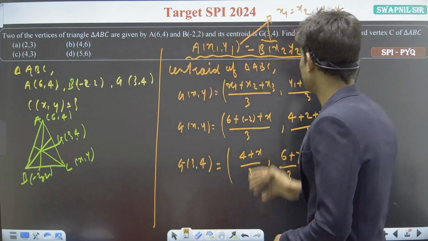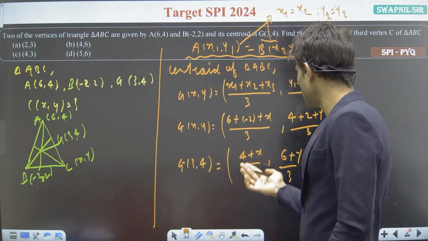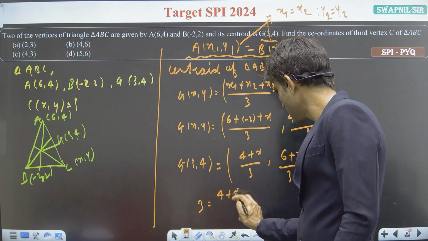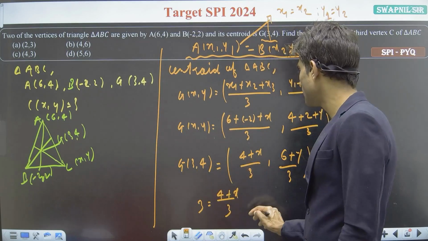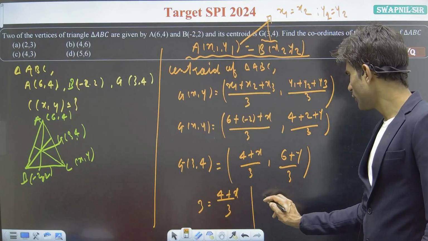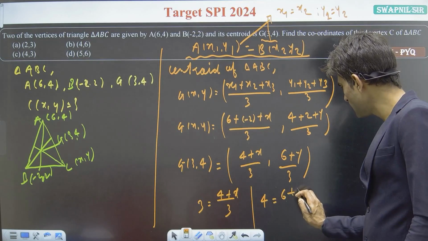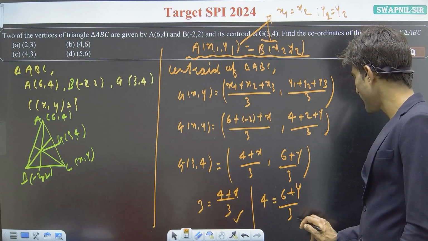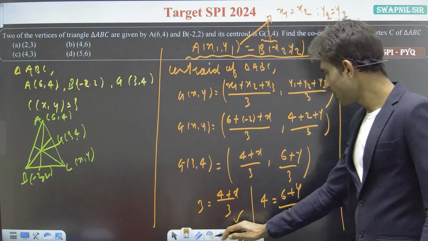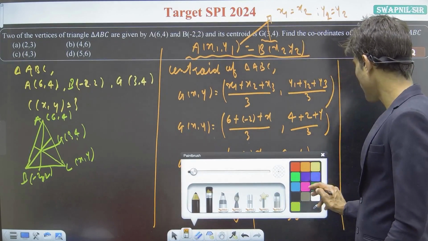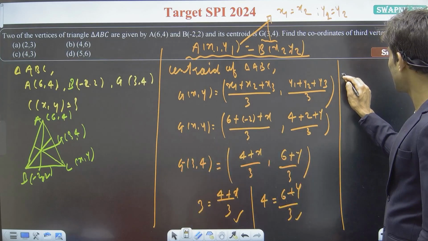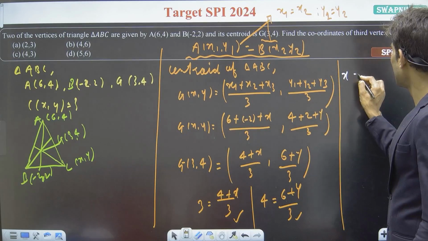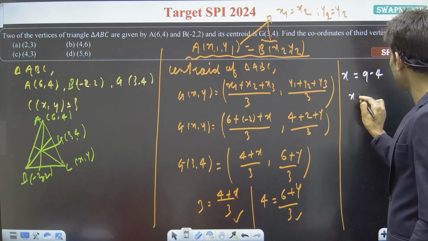Similarly, 3 is equal to 4 plus x divided by 3. First coordinate equated with the first, and second coordinate with the second. 4 is equal to 6 plus y divided by 3 here. Now find the value for x using this one, and the value for y using this one. So this should be your final answer. First we write x equal to 3 times 3, which is 9, minus 4. 9 minus 4, then the x coordinate is 5 here.